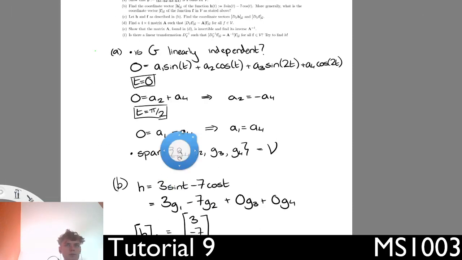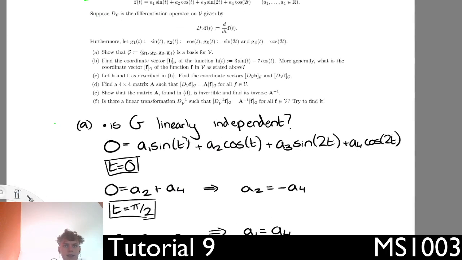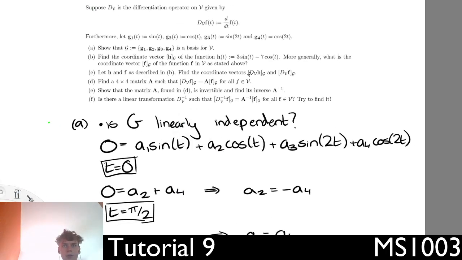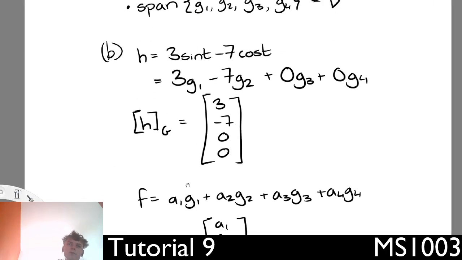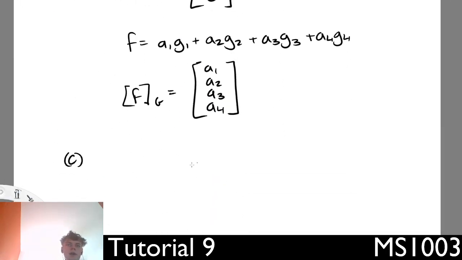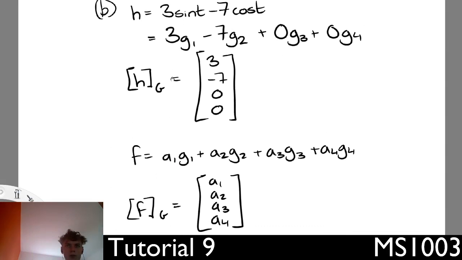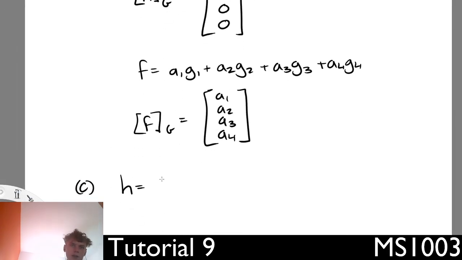So part C then is to find the coordinate vectors of D of h and D of f. Remember, D just means to take the derivative. All right, so let's do that. Let's start with h, and you should be able to do f on your own. So h is 3 sine t minus 7 cos t.